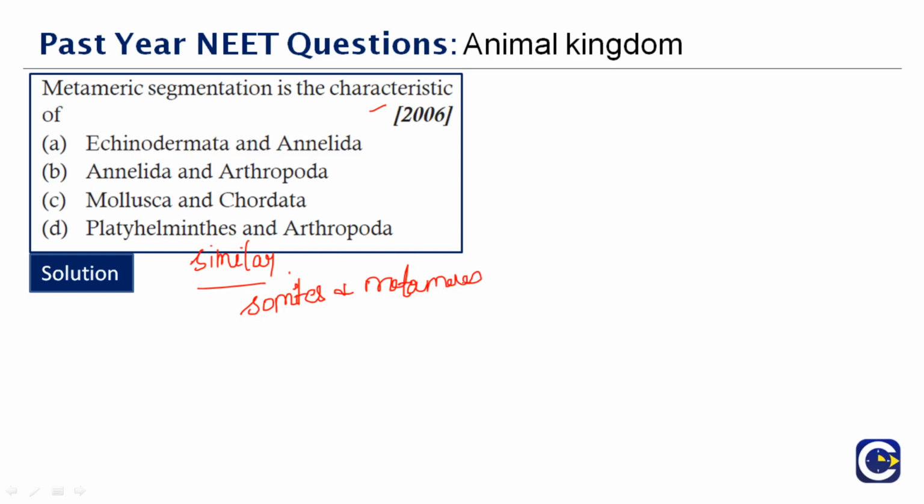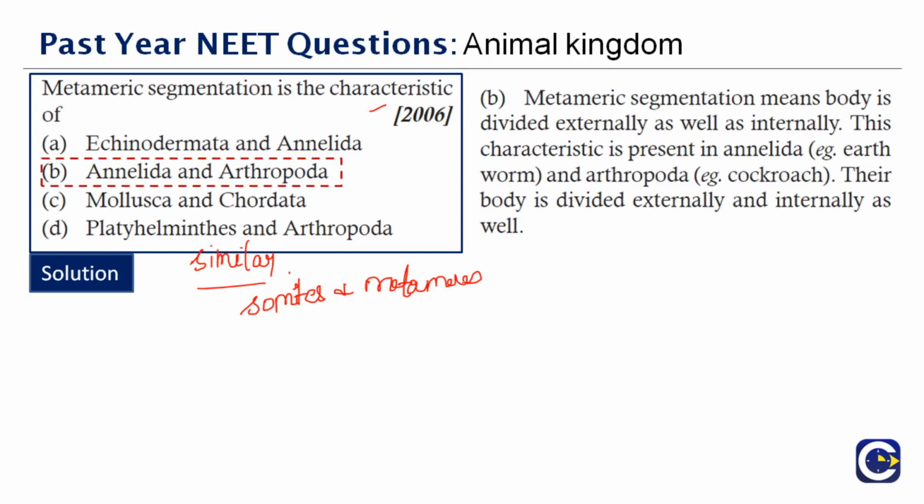Metameric segmentation means that the body is divided externally as well as internally. This characteristic is present in Annelida and Arthropoda. Their body is divided externally and internally. Therefore, the correct answer is option B.